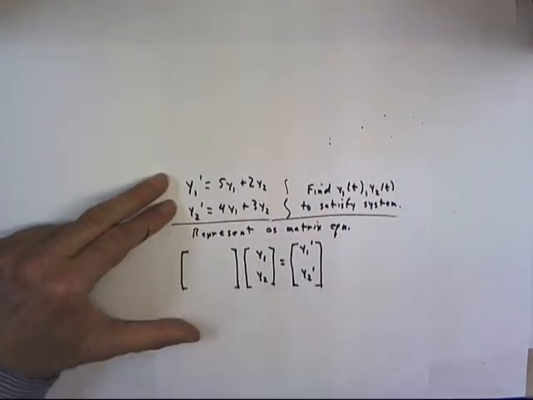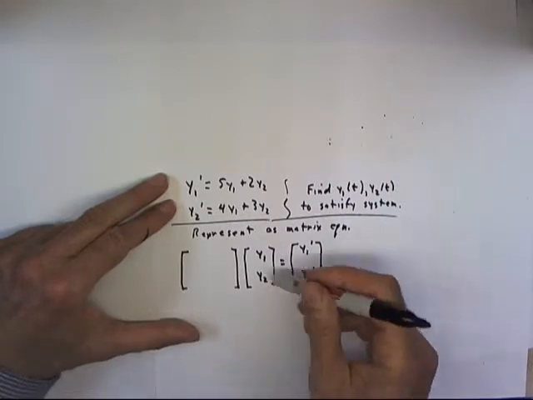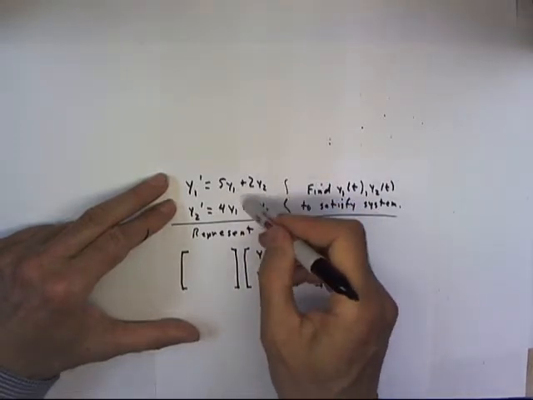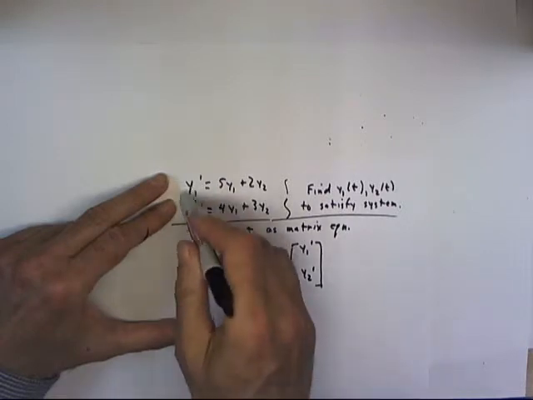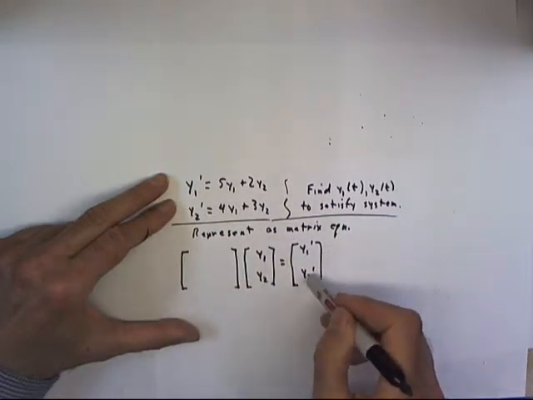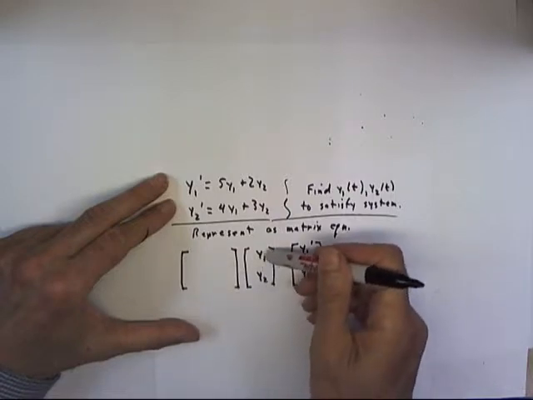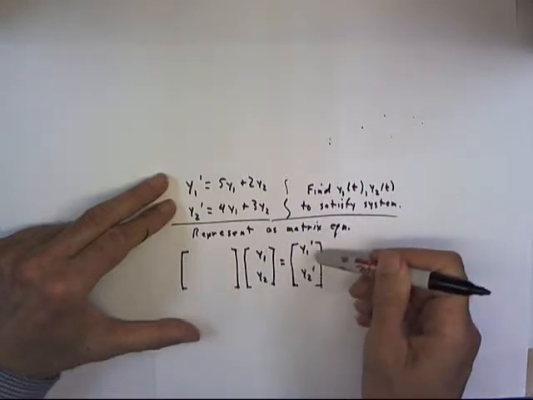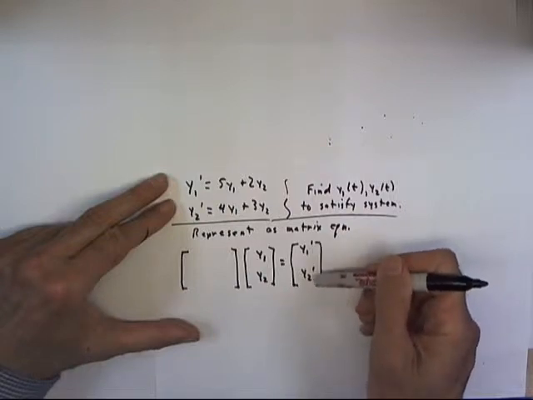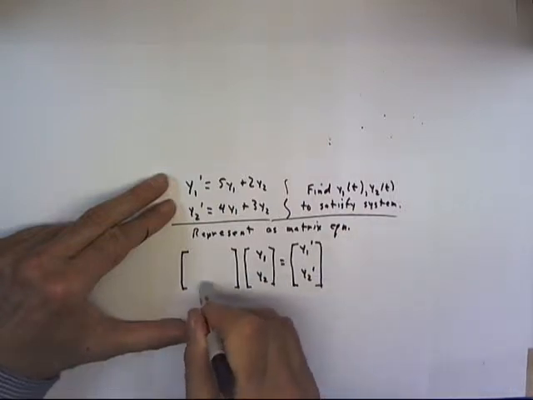Now I've started to write out the matrix equation. y1 and y2 are the functions, these symbols we have on the right hand side, y1 prime, y2 prime on the left hand side. We want a matrix that we can multiply by the column vector y1, y2 to get the column vector y1 prime, y2 prime. What matrix would go here?